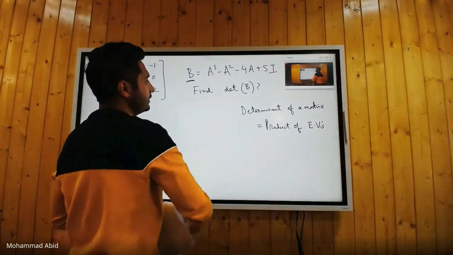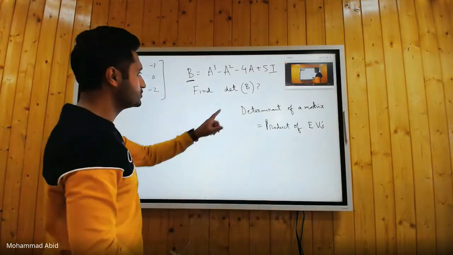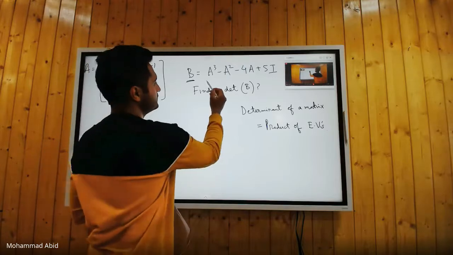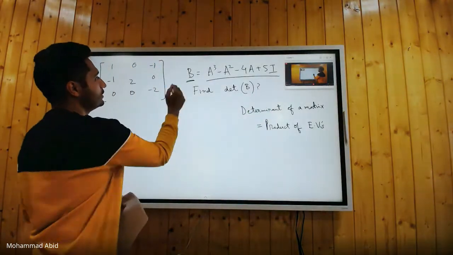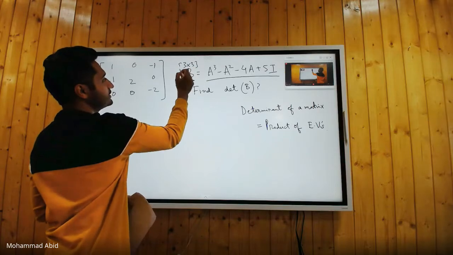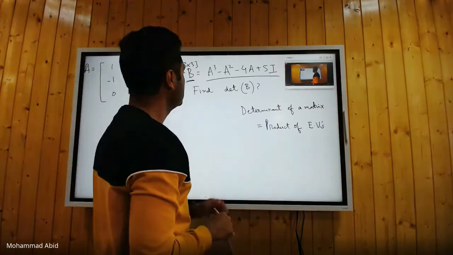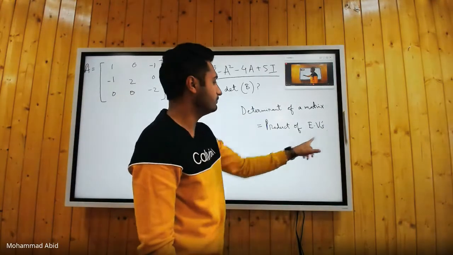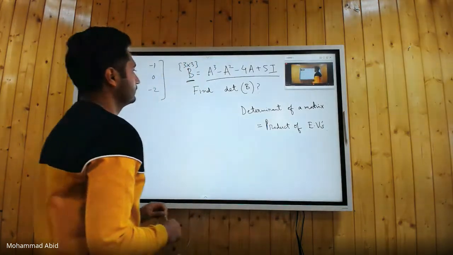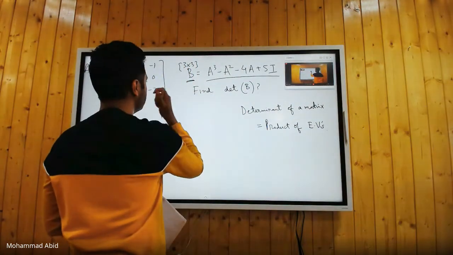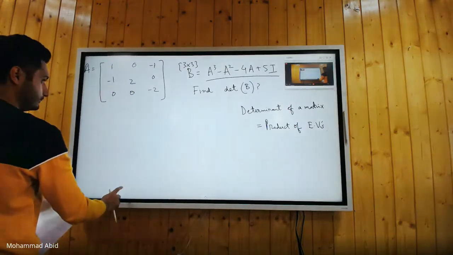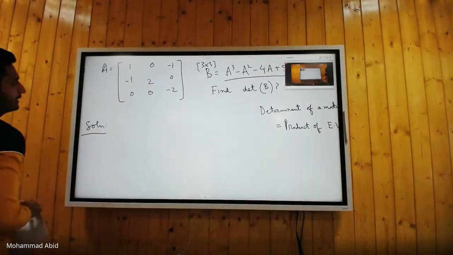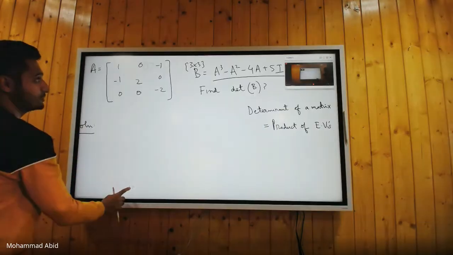So if I know the eigenvalues of B, first of all, what will be the dimension of B? The dimension of B will be 3 by 3, isn't it? Because this expression will solve, this will get a 3 by 3 matrix. So it's a 3 by 3 matrix, it will have 3 eigenvalues. Okay. If I can obtain the 3 eigenvalues, I can do the product of them and I will get the determinant of B. Let's find the eigenvalues of B. And we will use Cayley-Hamilton to solve such kind of questions.